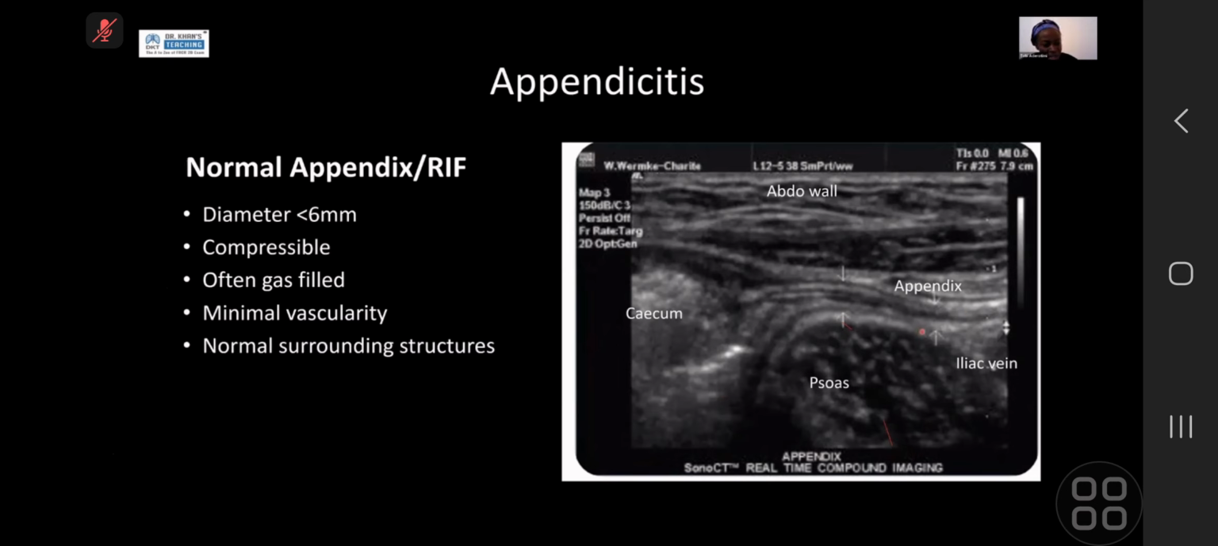And normally the appendix is draped over the iliac vessels if it's in its normal position. So this will be your iliac vein, and you'll see your iliac artery, and you'll see the appendix just drapes over them. And then I normally just make sure there's nothing sat between the appendix and the psoas that could suggest a little abscess, and then do all my measurements.